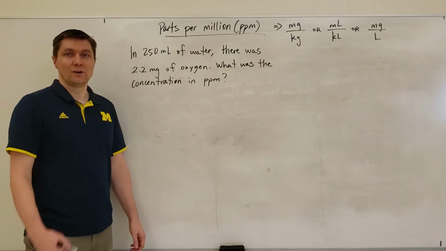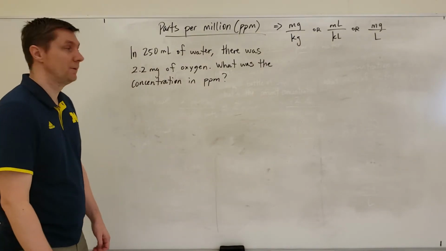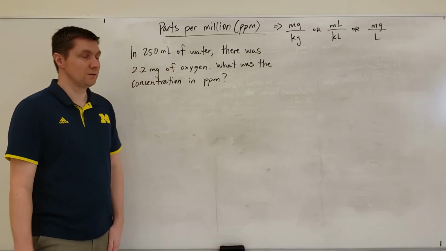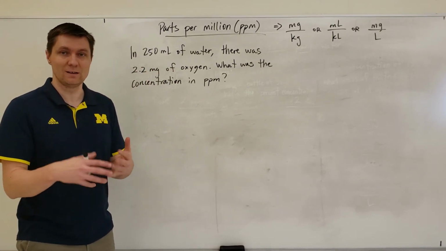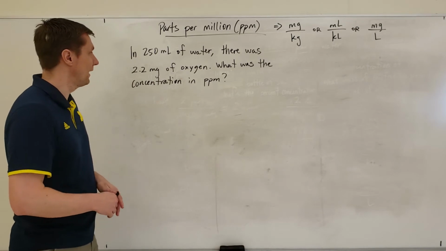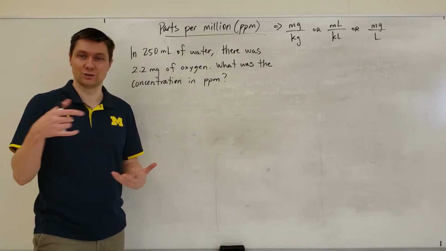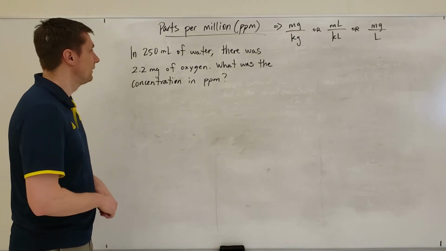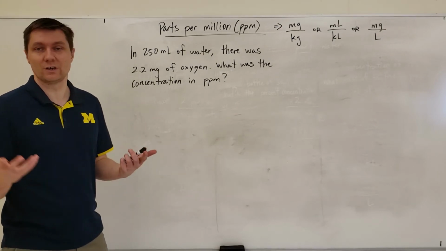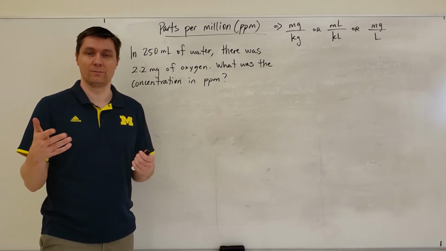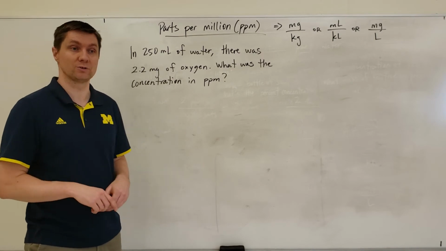Okay, so here's our example for parts per million. We've got 250 milliliters of water, and in that water, they did a test, and they found that the water had 2.2 milligrams of oxygen dissolved in it. Now, the question's asking, what is the concentration of the oxygen in units of parts per million?